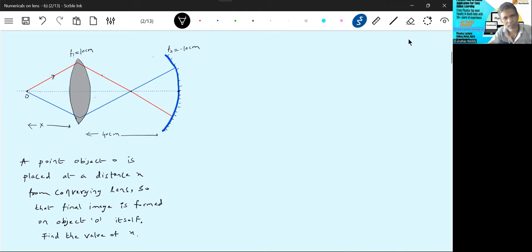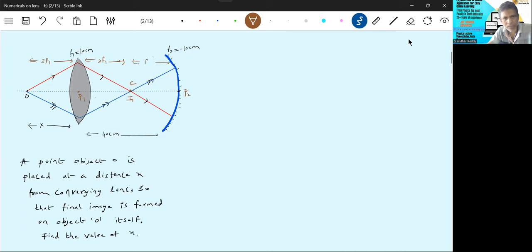Problem is over. The object is kept at a distance such that the image should be at 2f. Let me use some other color. 2f1, so the image will be formed here. This will become the center of curvature, because what is the focal length of this? 10 centimeters, so the radius of curvature will be 20 centimeters. And for this 10 centimeter converging lens, 2F will be 20 centimeters.